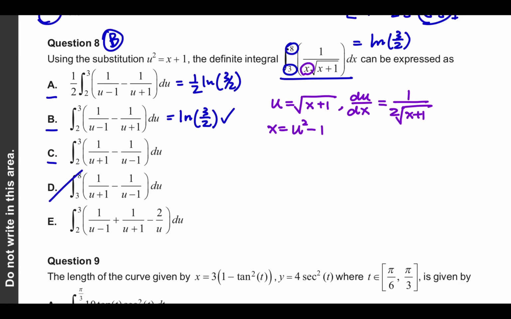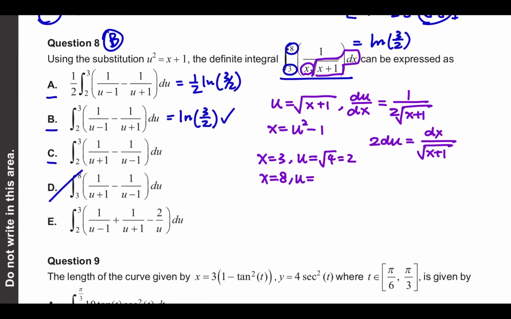Okay, and it means I could write 2 lots of du equals dx divided by root x plus 1. So in the structure of the original integral, you should be able to get the part I circled in purple as 2 du. And also, if x equals 3, the u is root 4, which is 2. If x is 8, the u value will be root 9, which is equal to 3.